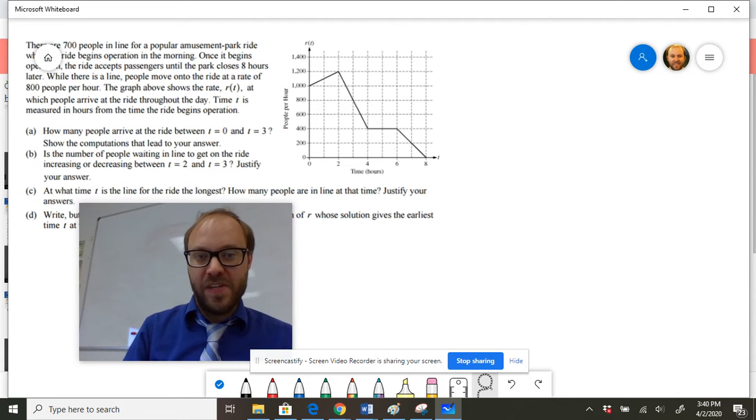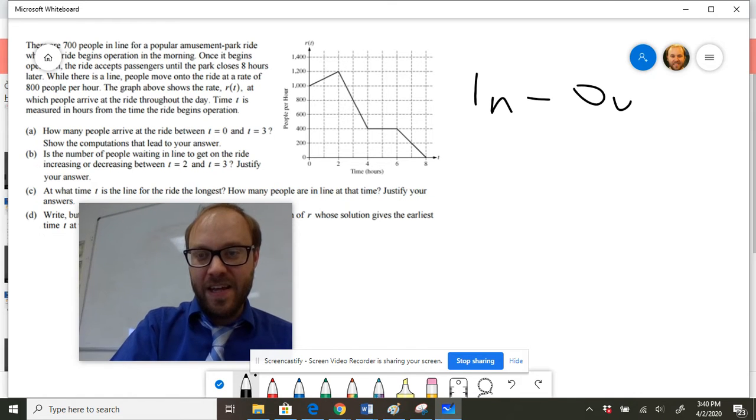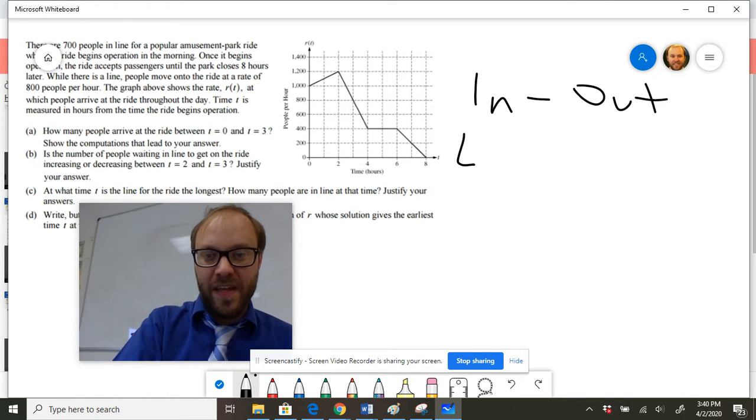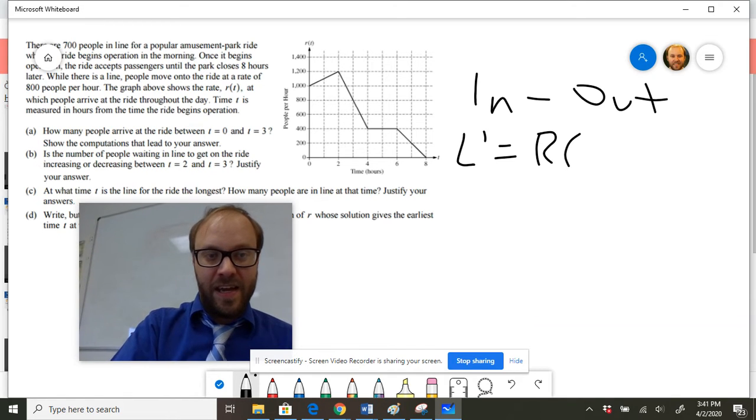Well, in this particular problem, what's affecting the rate of change? There are really two things here affecting the rate of change. There's the rate at which people come in, and there's the rate at which people are getting on the ride. So you have people coming into the line and people getting onto the ride, and that's going to explain the overall rate of change. So I'm going to write this is L prime. That's the rate of change of people getting in line, and L is representing the total number of people in the line. So the rate at which people are getting into the line is R of t. It's just that function there that they gave us.